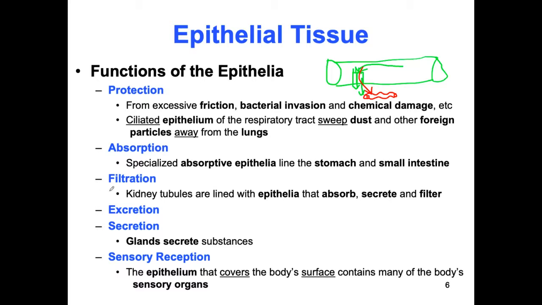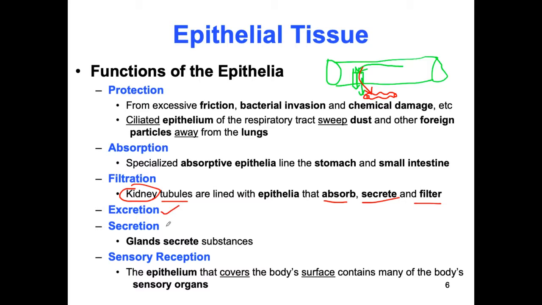So that's the absorption. Filtration, because in the kidneys there are tubules, and the epithelium there is going to absorb certain nutrients. It can secrete and get rid of things, and the kidneys are a filter. So epithelium is really important in the kidneys. When you get into the kidneys, you will learn about the nephron. The nephron is the functional unit of the kidney, and you will learn that in the proximal and distal convoluted tubules, there are simple cuboidal cells.